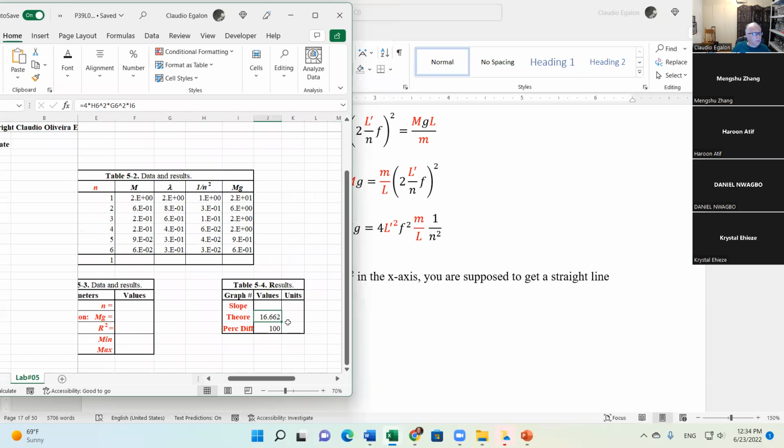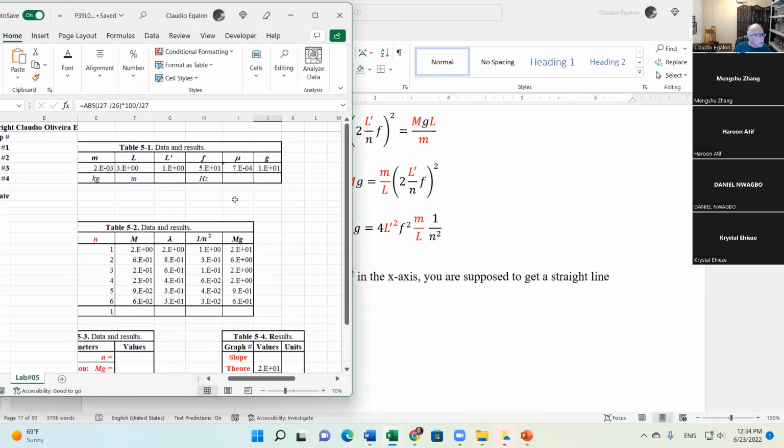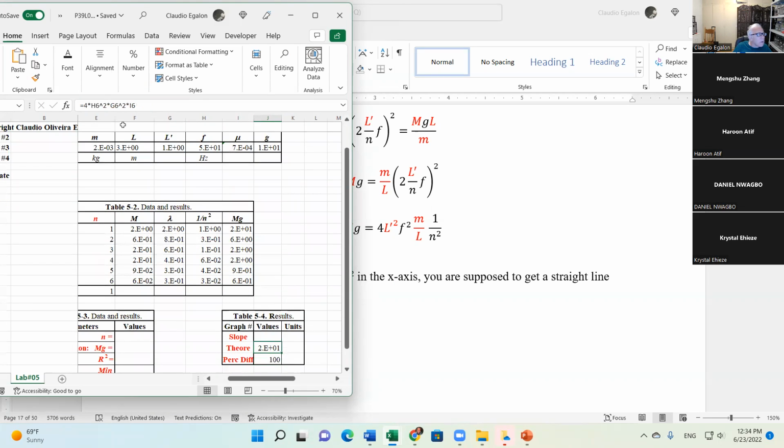I programmed the theoretical value of 4L prime. Oh, sorry, I changed the equation here. The slope right here, H6, that's 4F squared. G6 squared is the L prime. 4F squared, L prime squared, and the mu. Here's the mu. That's the result that you're supposed to get.